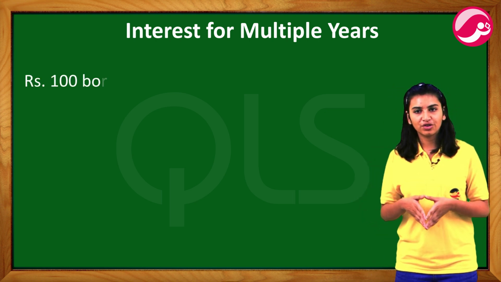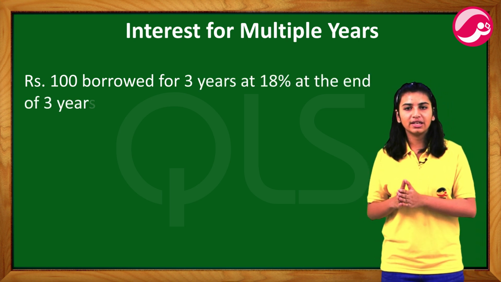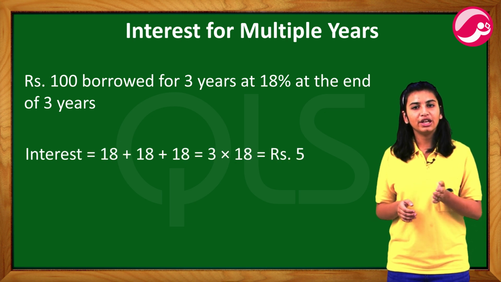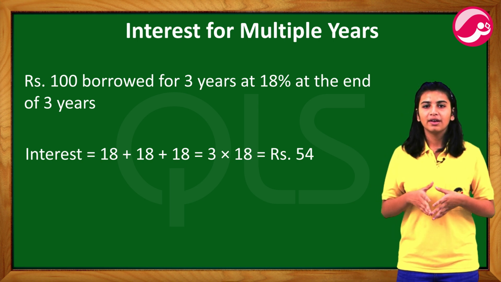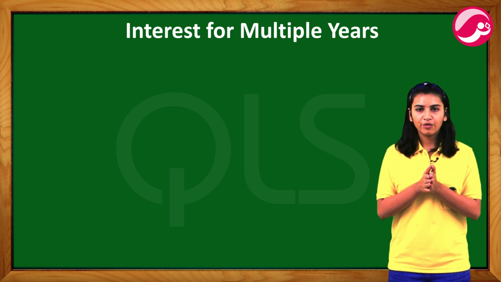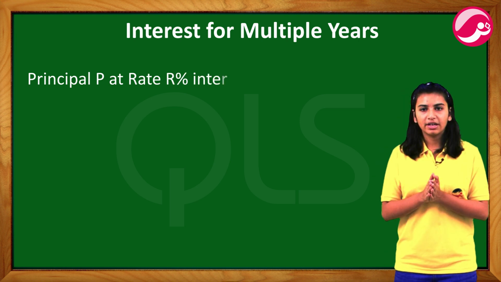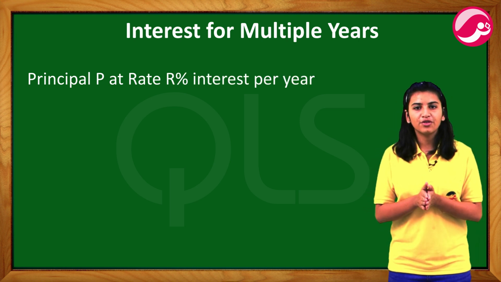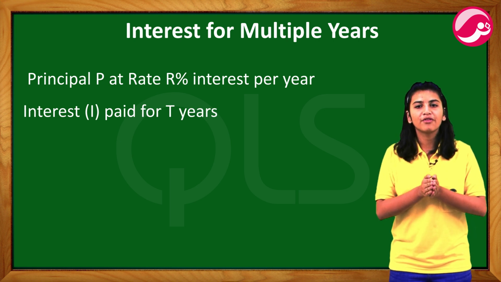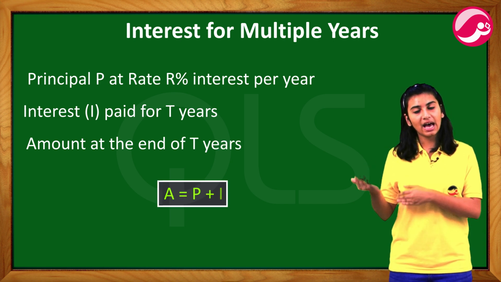For 100 borrowed for 3 years at 18%, the interest to be paid at the end of 3 years will be 18 plus 18 plus 18. That will be 3 into 18, which is rupees 54. We can find a general form for simple interest for more than 1 year. We know that on a principal P and rate R%, interest paid for 1 year is P into R upon 100. Therefore, interest I paid for T years would be P into T into R upon 100, and the amount you have to pay at the end of T years would be A is equal to P plus I.